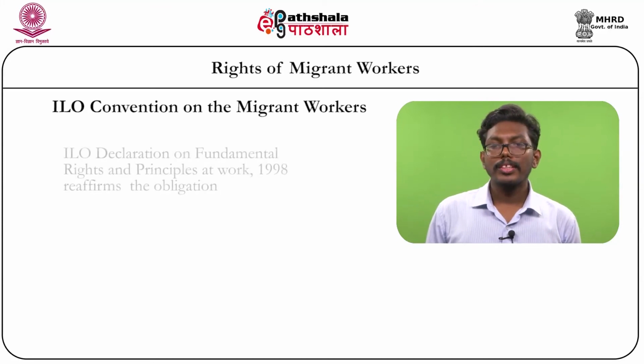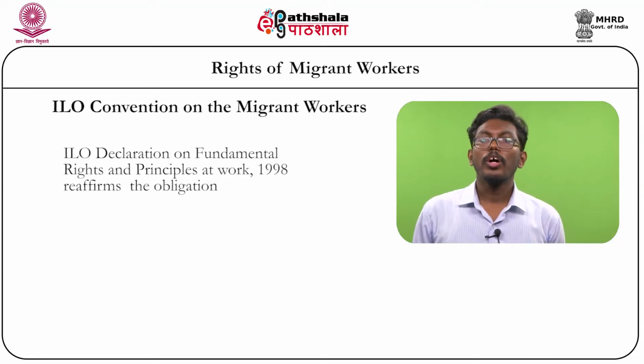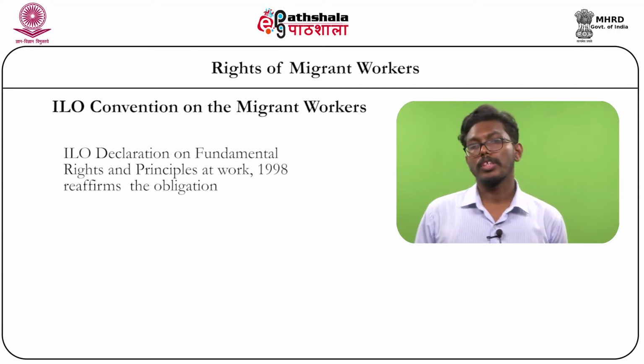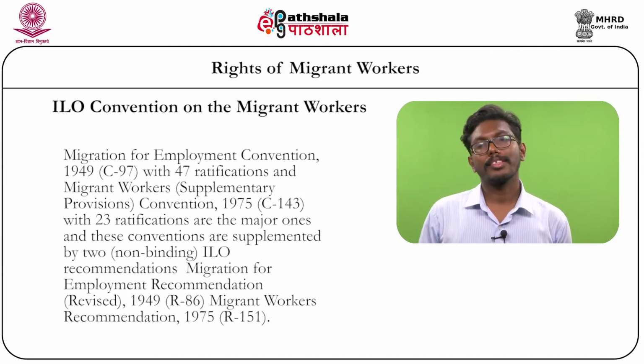Now, there is the Declaration on Fundamental Principles and Rights at Work in 1998. It also reaffirms the obligation stated in the objective mentioned earlier. With regard to treaty making, the ILO has established a number of conventions that outline the labor rights of migrant workers: the Migration for Employment Convention of 1948, commonly known as C97, with 47 ratifications, and the Migrant Workers Supplementary Provisions Convention of 1975, commonly known as C143, which has 23 ratifications.